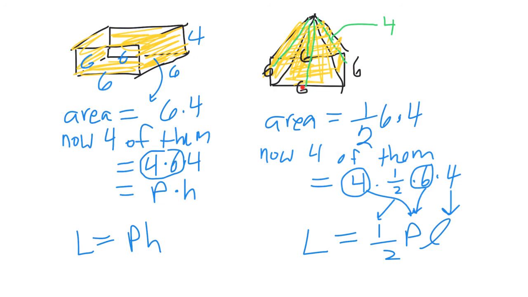And over here, we have all 4 all the way around, so it's 4 of this one triangle, 1/2 base times height, 1/2 6 times 4. So 4 of these. And again, 4 sixes is the perimeter, and there's my 1/2, and there's my slant height of 4. So I'm trying to show why this formula makes sense. And if you didn't get this part, it's fine. There's the formula for a prism. There's the formula for a pyramid.